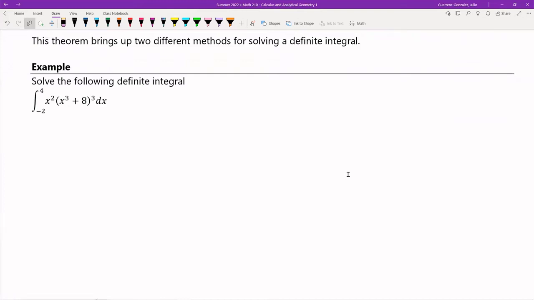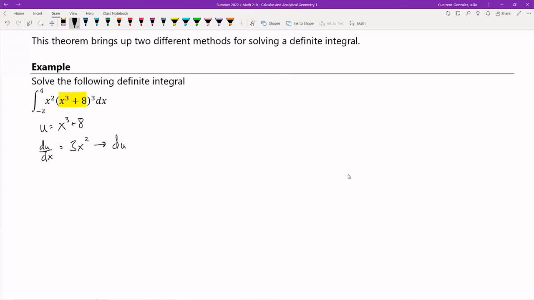Okay, so we're going to start off the same way. I hope you see what the u substitution is going to be. It's going to be this right here. So if we let u equal x cubed plus 8, then du over dx is going to be 3x squared. And I need to modify this a little bit.